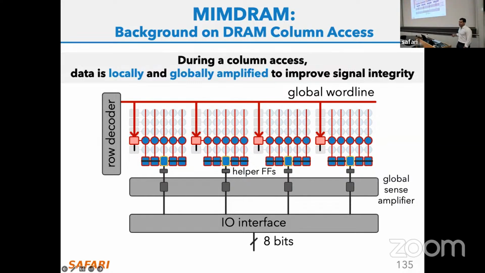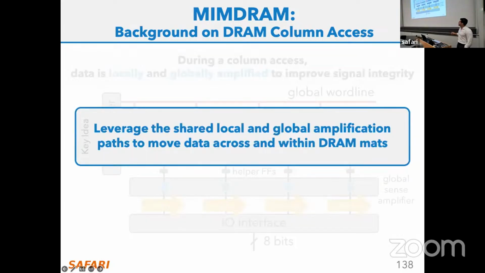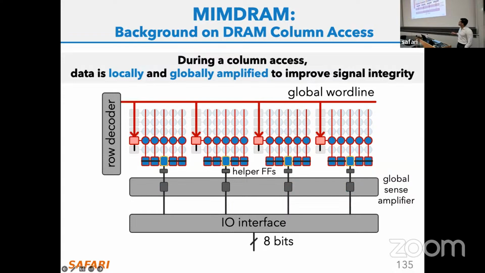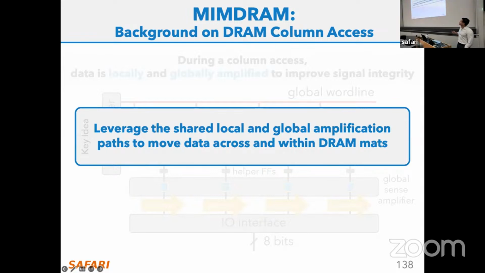To do that, the DRAM chip uses some extra structure. There is this thing called helper flip-flops here. Those are just flip-flops that sit at the edge of the DRAM mats, so that once you read the DRAM column, the column data is first moved into those helper flip-flops. So I'm amplifying the signal, and then from these helper flip-flops to the global amplifier and eventually to the I/O interface. So we are going to use these global and local amplification paths that already exist in the DRAM chip to allow us to move the data within and across the different DRAM mats.